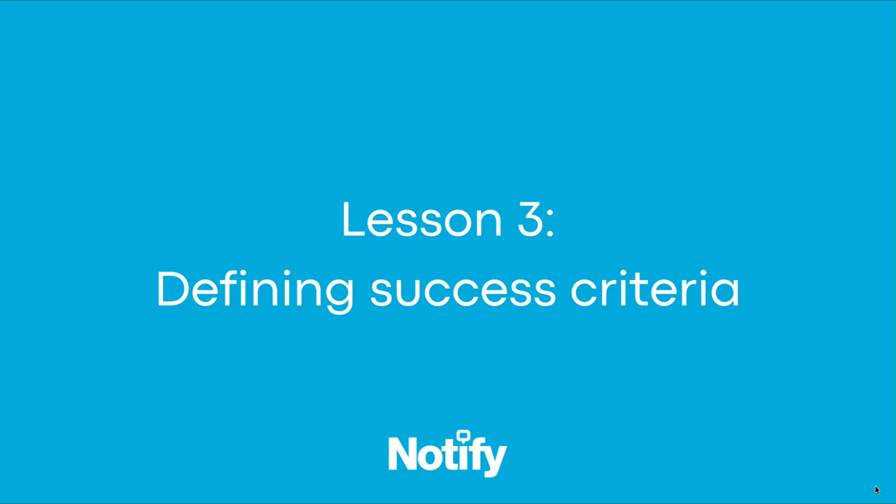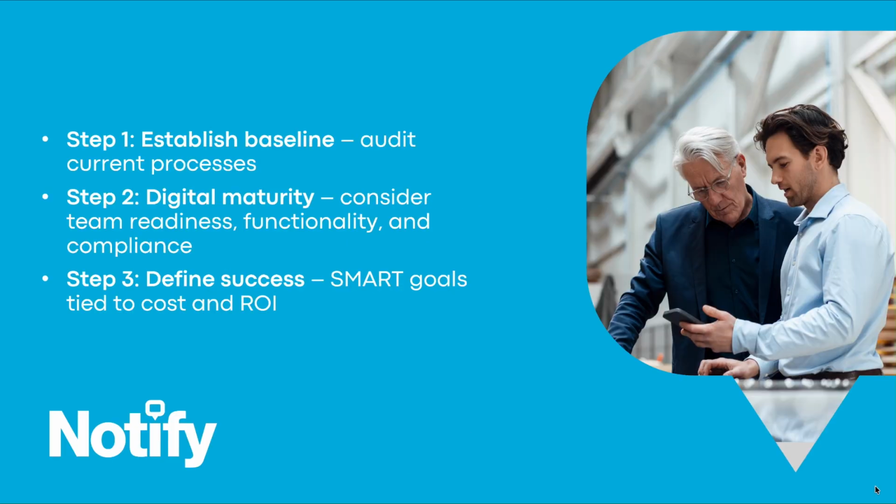Lesson 3. Defining success criteria. Now that we've explored why health and safety software matters, we need to get clear on what success looks like for your business. Most organisations fall into one of 3 categories: reactive, compliant, or proactive.